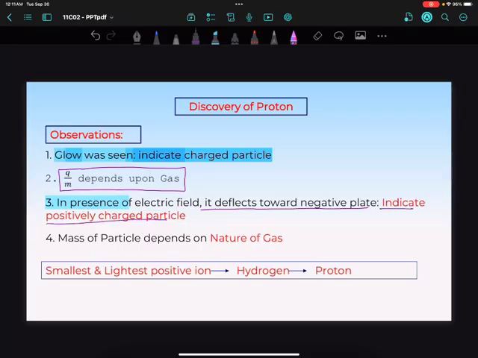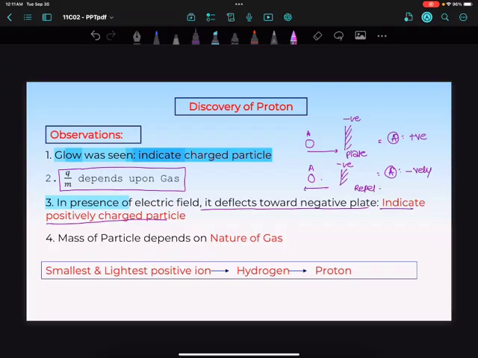Now we can assume that if there is an atom A and here we have kept a negatively charged plate. Okay. So if we see that A is attracted towards this negative plate, then we can assume that A is positively charged. But if there is a particle A and it is reflecting back from the negative plate, then we can say A is negatively charged because it is repelling.